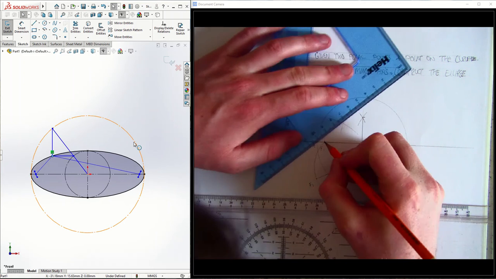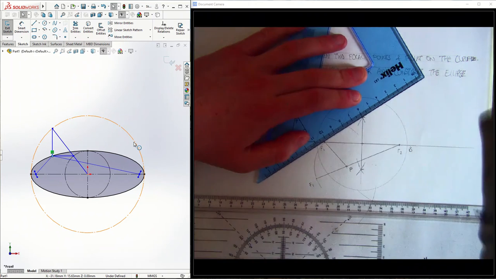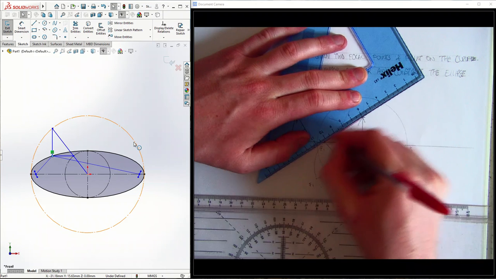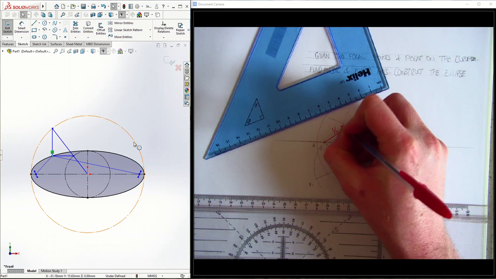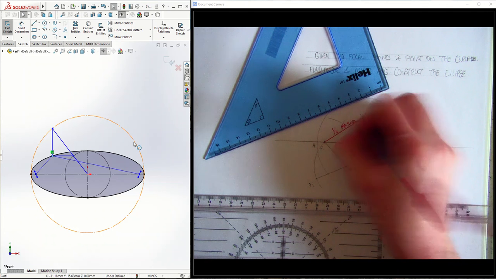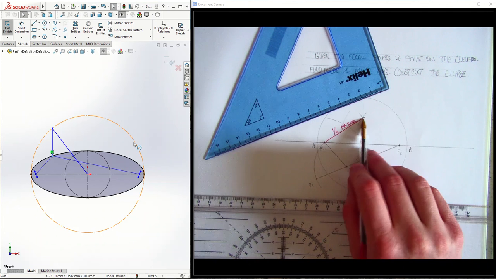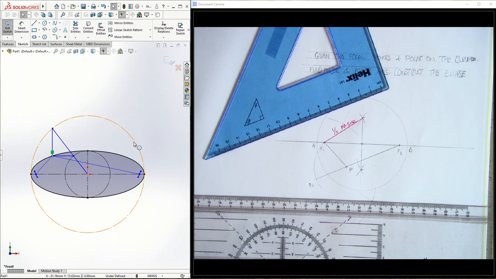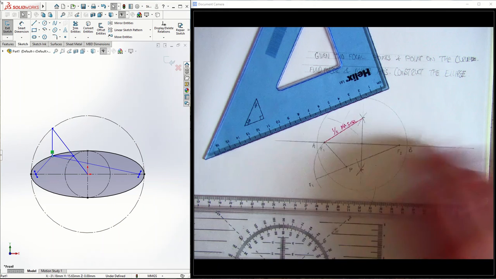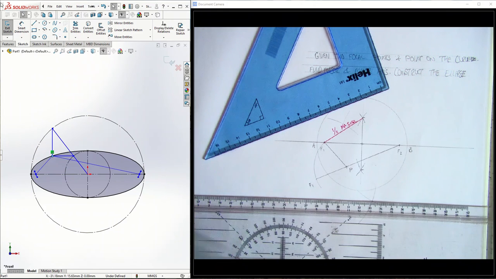And we said that the distance from a focal point to the top or bottom of the minor axis is equal to half of the major axis. That's something you need to know as well. Now, once you have that, you can go ahead and construct the ellipse.